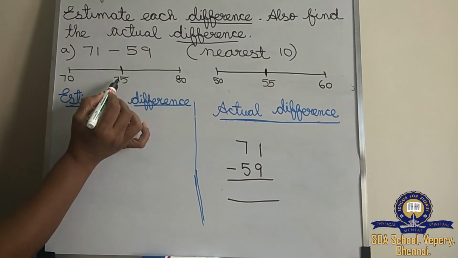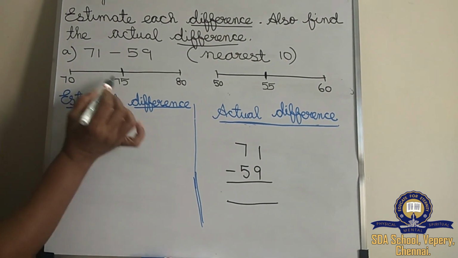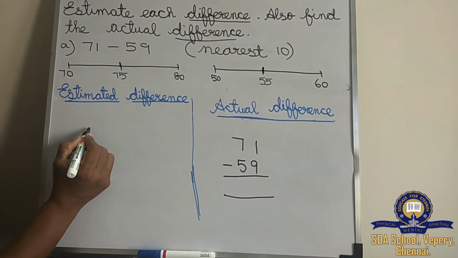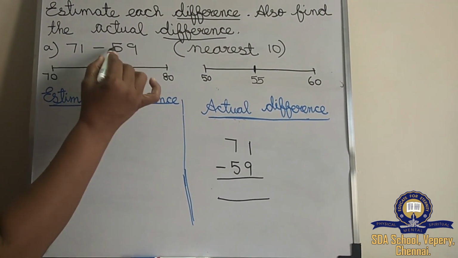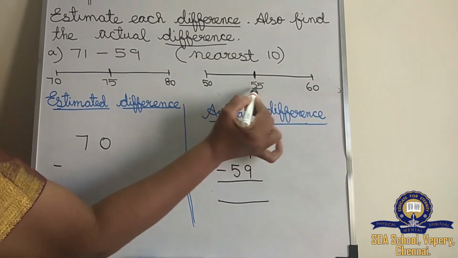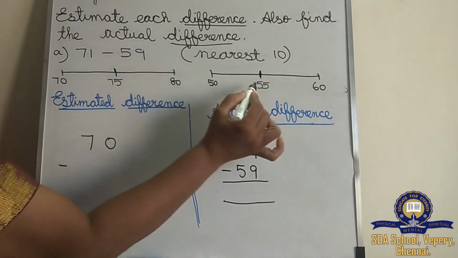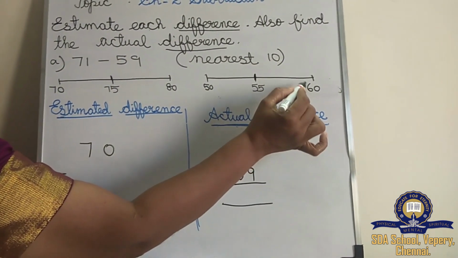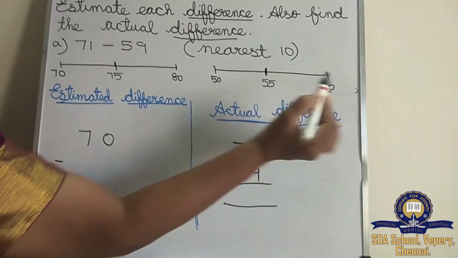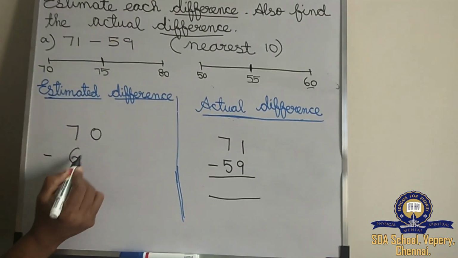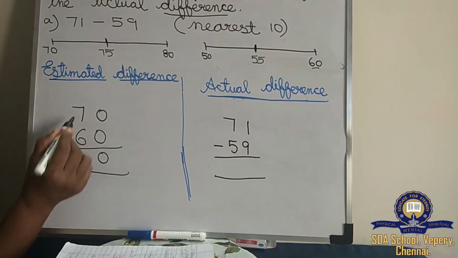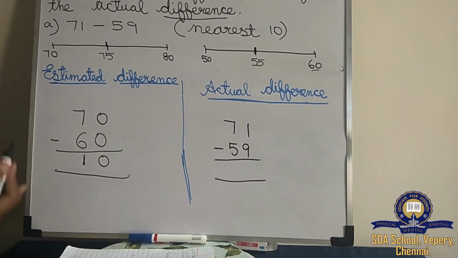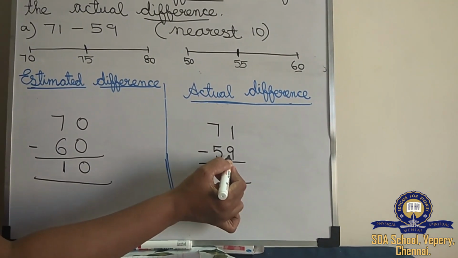75. So 71 is nearest to 70, isn't it? Below 75. So what do you write here? You write 70 minus, and see 59. 50 here, 60 here, 55 is there. 59 is above 55, isn't it? So it's nearest to 60. So what do you write here? 60. So 0 minus 0, 0. And 7 minus 6, what? The answer is 10.